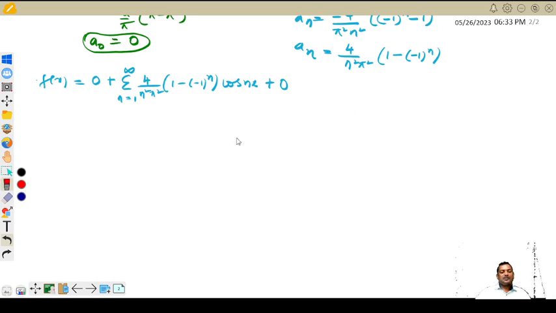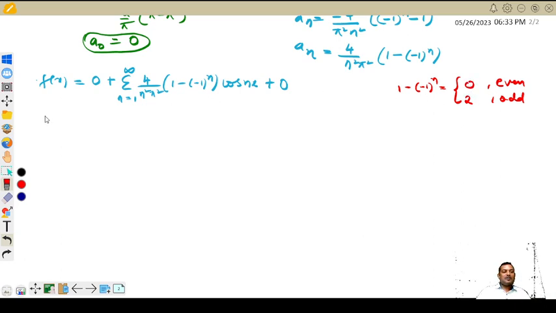Students, we also need the value of 1 minus of minus 1 whole raised to n. This value differs for even and odd n. For n equal to 1, this is minus 1, minus minus plus, so for odd it is 2. You can also verify for 3: minus 1 whole raised to 3 is again negative, so minus minus plus. For even numbers, it is 0.